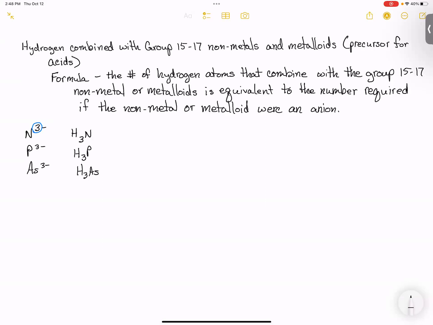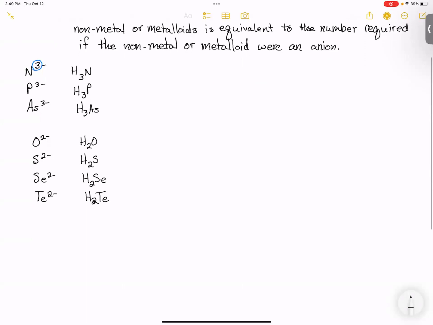Now, oxygen, on the other hand, it has a 2- charge, and so when it combines with hydrogen, it will do so in a 2-to-1 ratio, as will sulfur, selenium, and tellurium. Finally, your group 17 nonmetals, they always form a -1 charge. So when hydrogen combines with them, they do so in a 1-to-1 ratio.